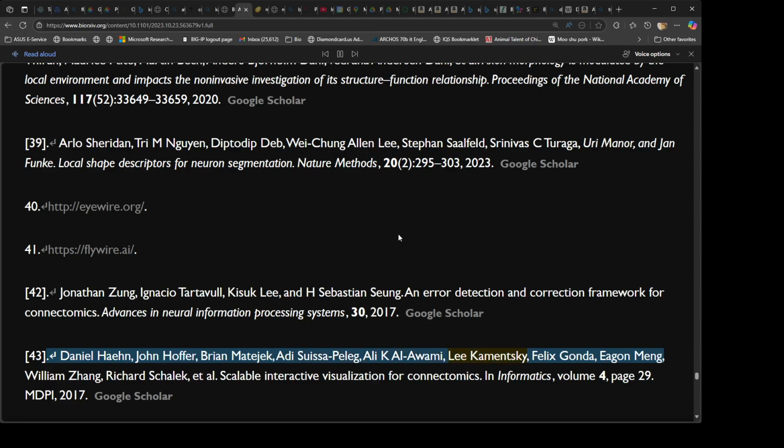Daniel Hain, John Hoffer, Brian Matejek, Adi Suisapelig, Ali K. Alawami, Lee Kamensky, Felix Gonda, Egan Meng, William Zhang, Richard Schalek, et al. Scalable Interactive Visualization for Connectomics. In Informatics, Volume 4, page 29. MDPI, 2017. Google Scholar. 44.